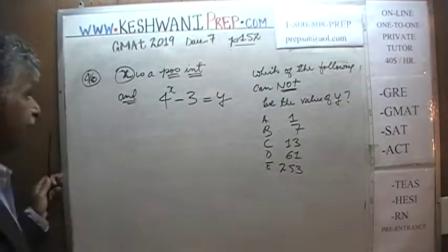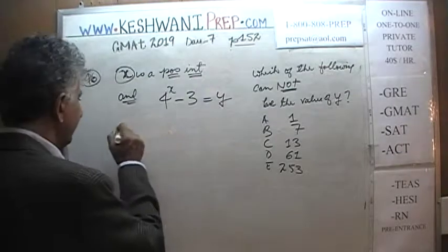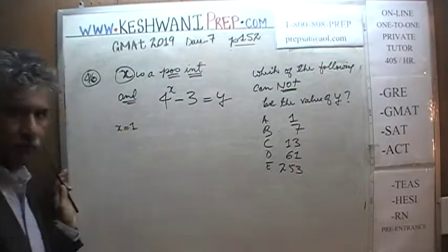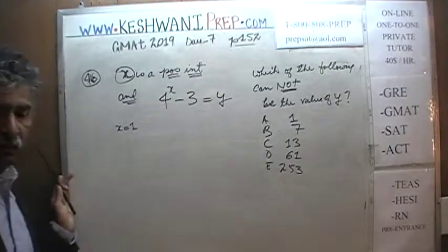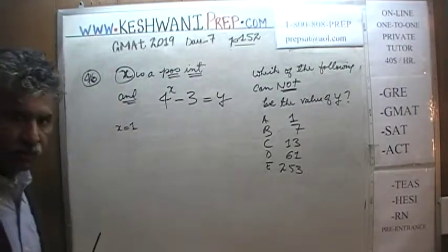So let's begin the show. Let's pretend that x is 1. That seems like a logical place, because it has to be positive, it has to be an integer. The first positive integer is 1. So let's begin our show with 1.